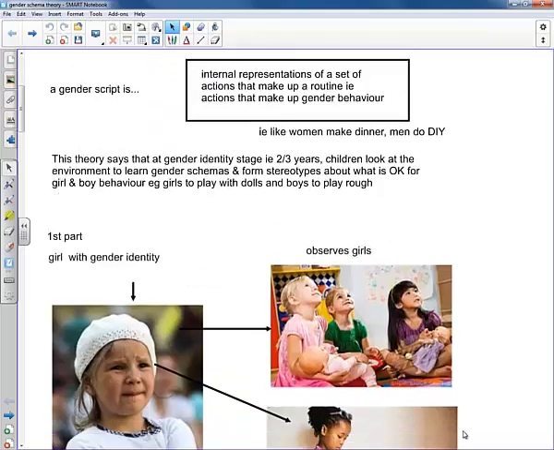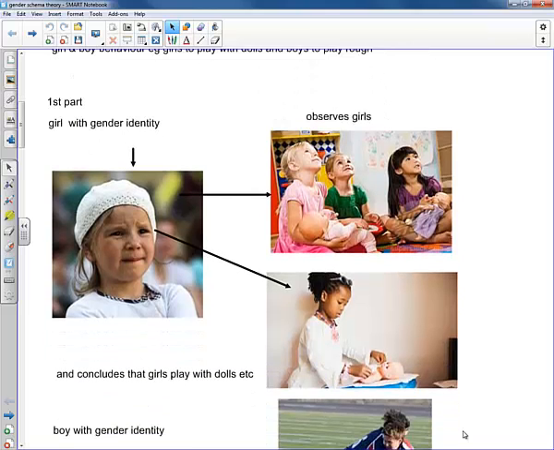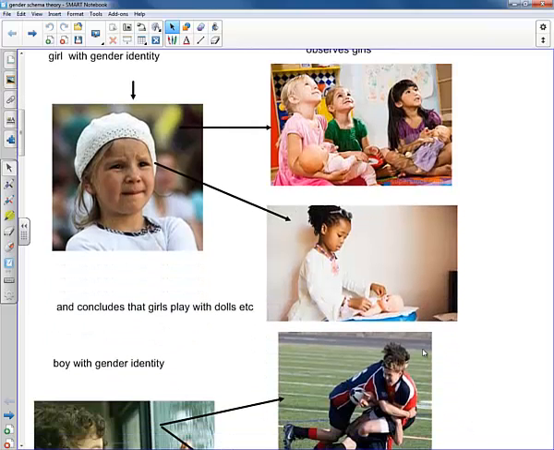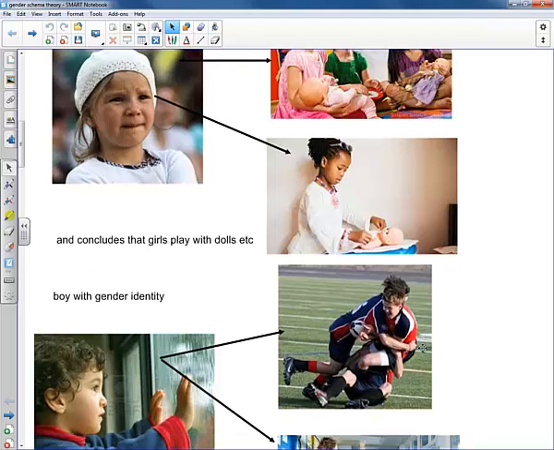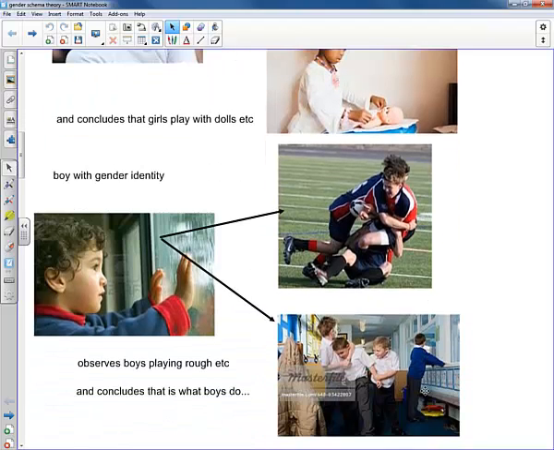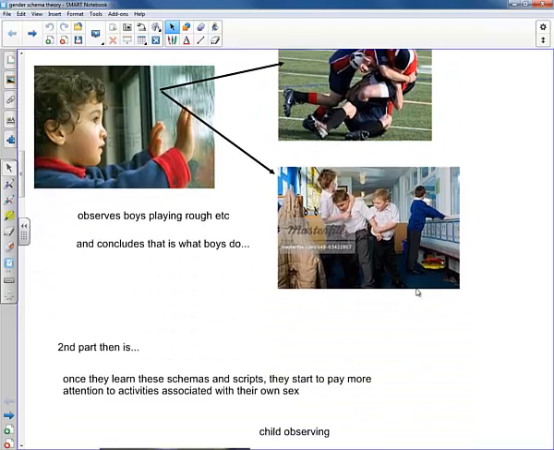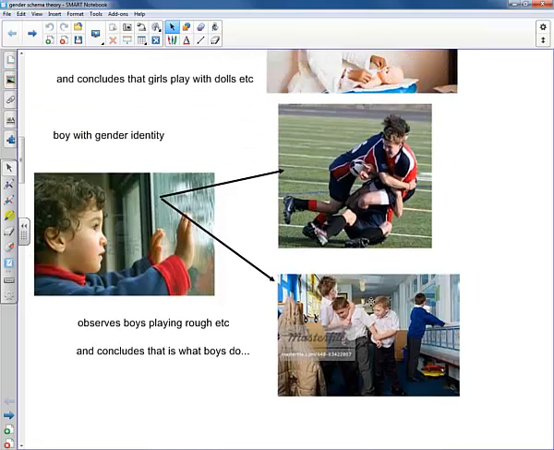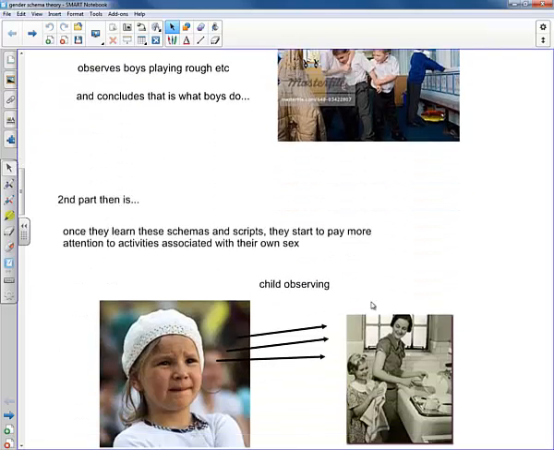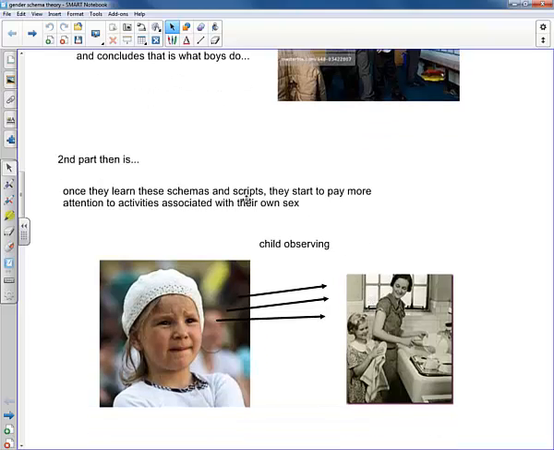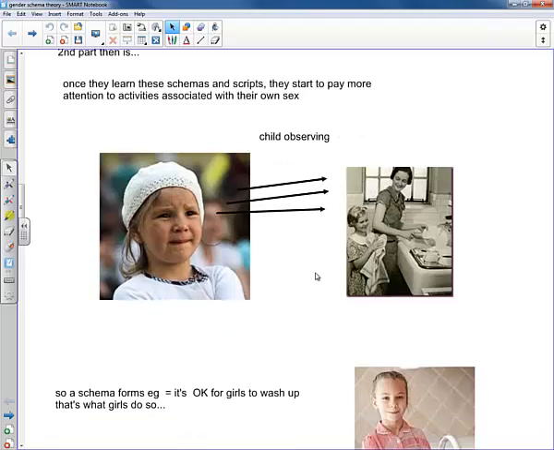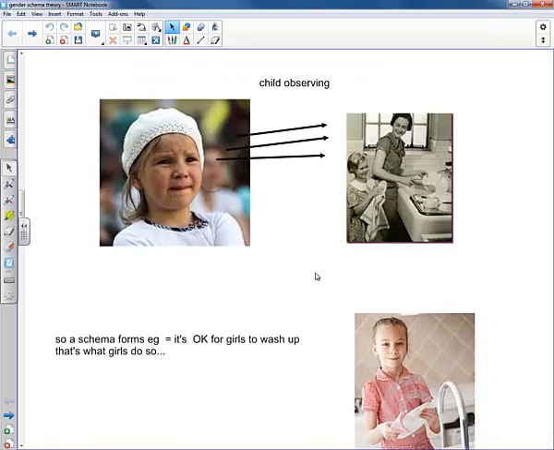Okay, so a girl with gender identity, she's observing other girls and she concludes that girls play with dolls. A boy with gender identity is going to look at what boys are doing. He sees that boys are playing rough and he thinks that's what boys do. So the first part is they look around and they're learning from that. Second part then, once they learn these schemas and scripts, they start to pay more attention to activities associated with their own sex. So a schema forms and they learn these little scripts and schemas that fit with that.